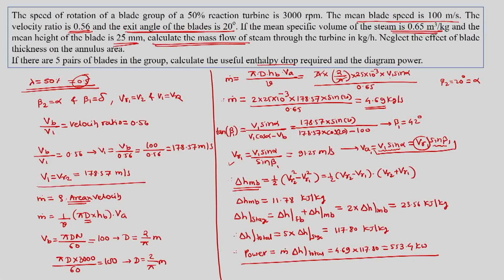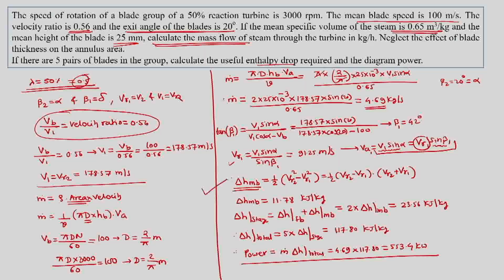So this is how we would have made use of the new things. What we understood over here is this, that velocity ratio is Vb upon V1, and we also should remember that change in relative kinetic energy, or increase in relative kinetic energy, is enthalpy drop in the moving blade. This also we have made use of.